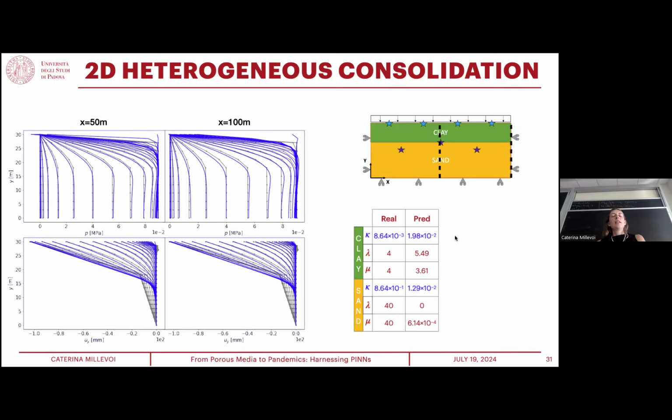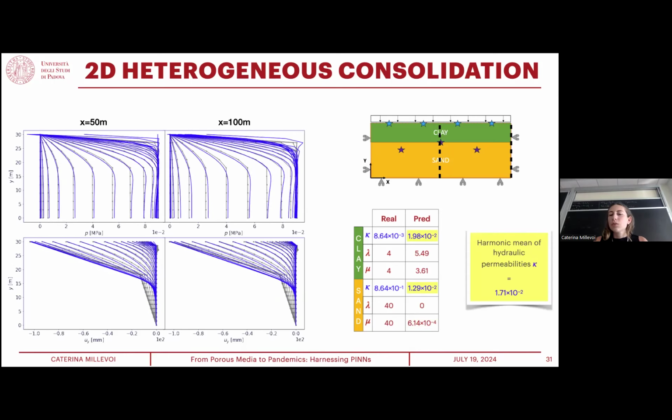For the geomechanical parameters, we were able to reach approximations that were satisfactory for us. For the hydraulic permeability K, which defines the hydraulic part of the dynamics, and the geomechanical parameters for the sand, we were not able to reach the true values. And so we decided to look deeper into these values. Okay.